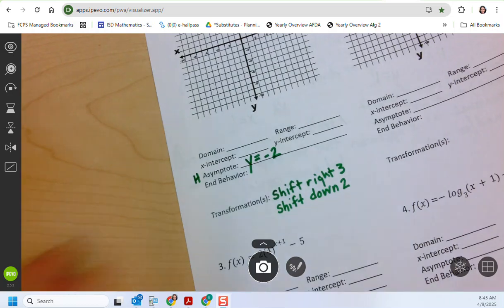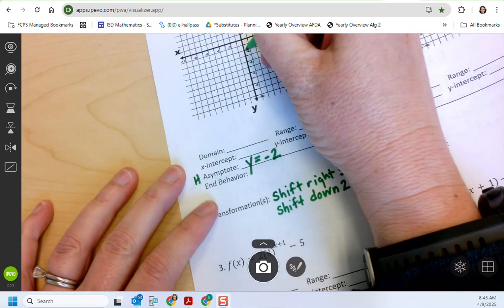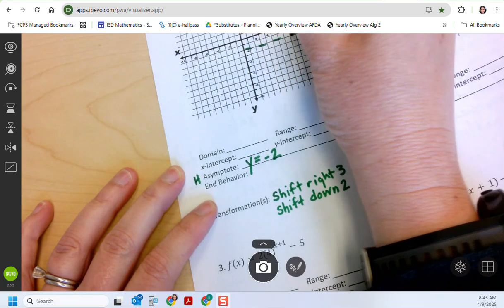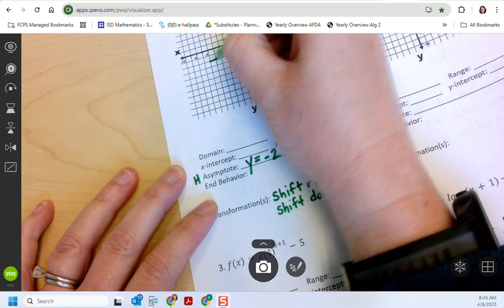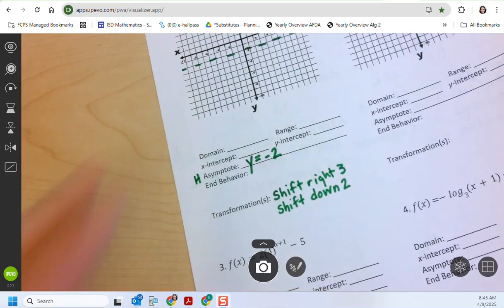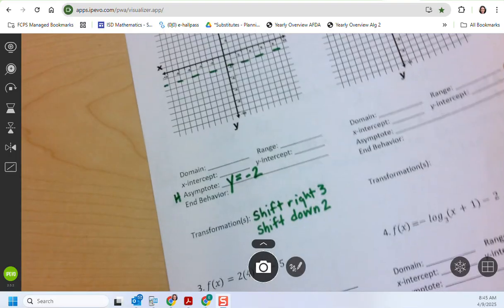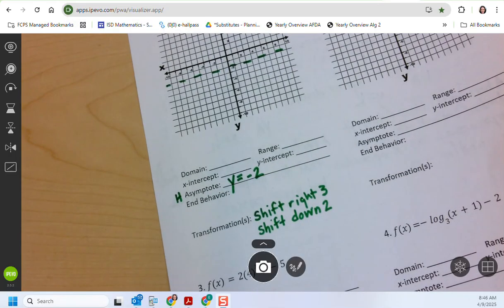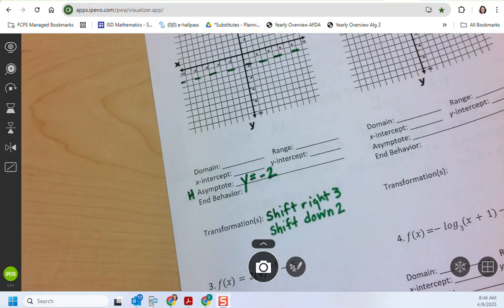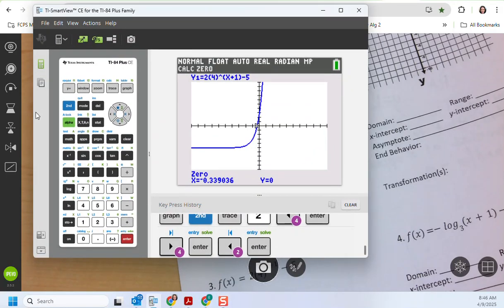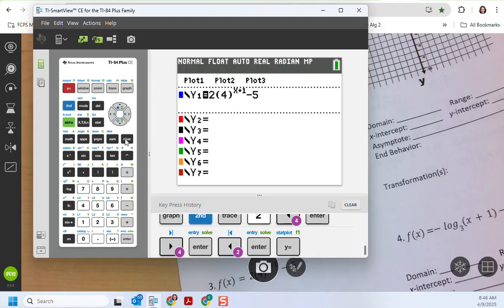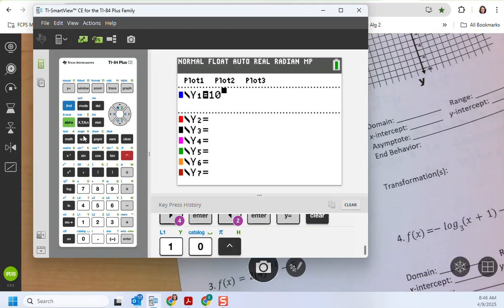Okay, so I'm going to start by drawing my horizontal asymptote at y = -2 with that dashed line. And then I'm going to the calculator. All right, on the calculator, I want you to put in the function 10 to the x - 3 and then -2. Remember, press y = first.